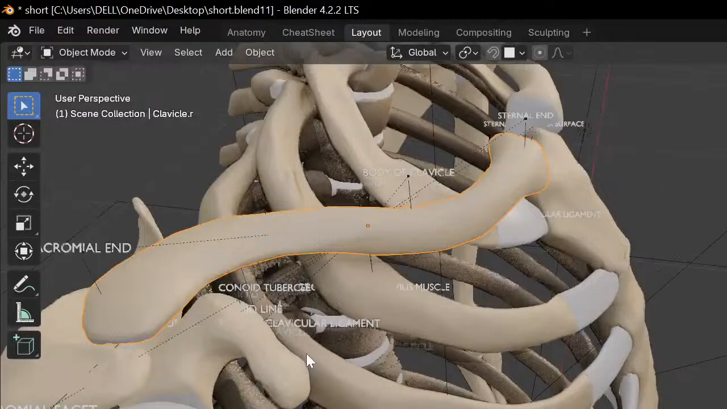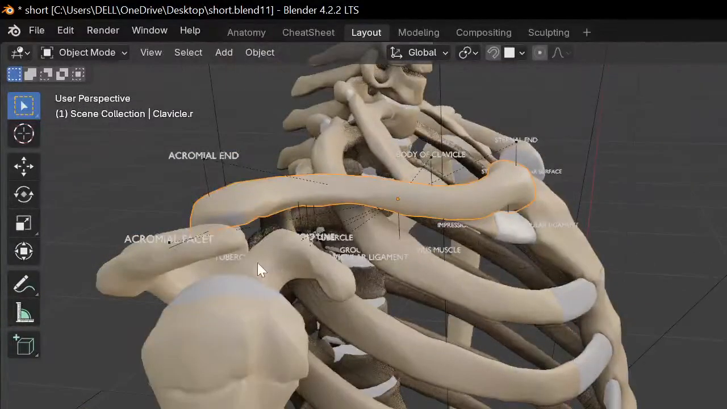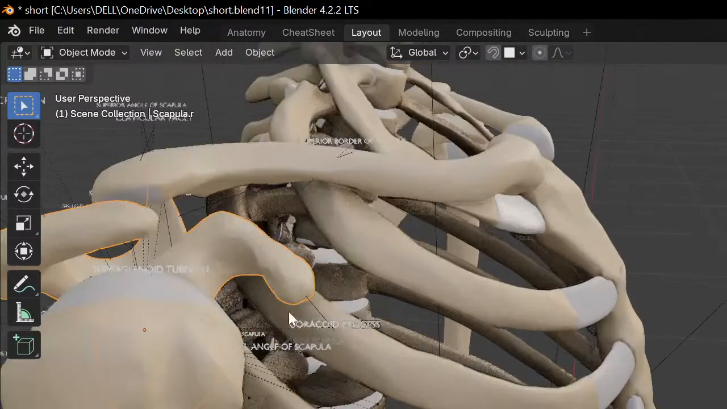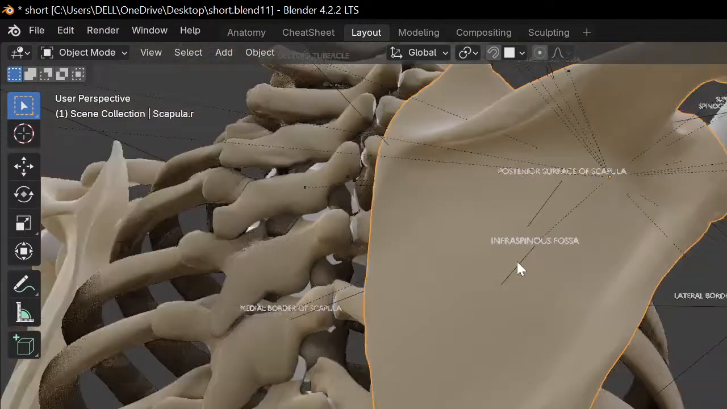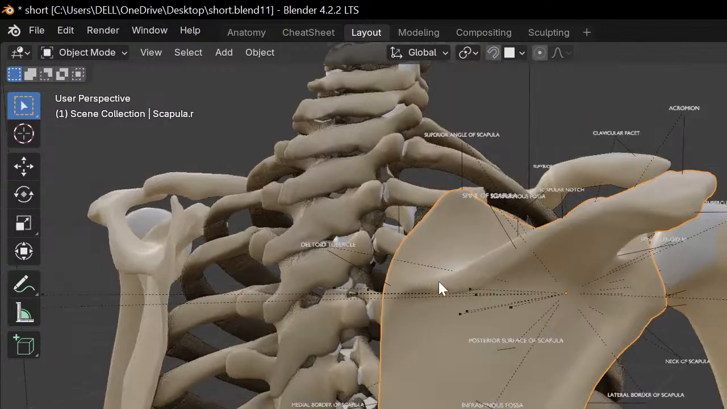If we go to this more detailed anatomical model, we can see this is the scapula. This is the coracoid process. We can see it is labeled. Now, at the posterior surface of the scapula, there's a ridge which divides it. This ridge is known as the spine of the scapula.